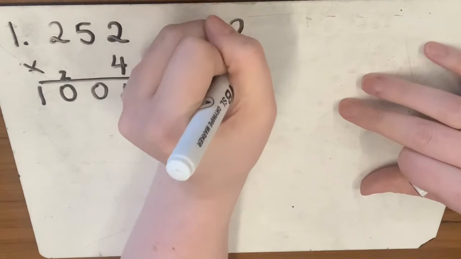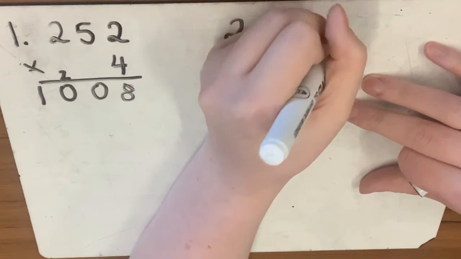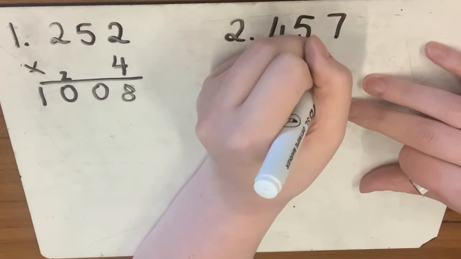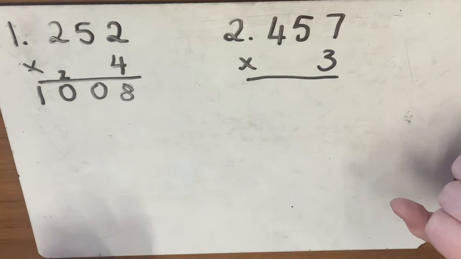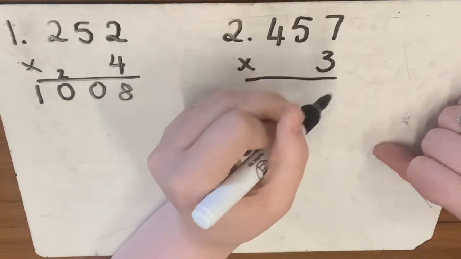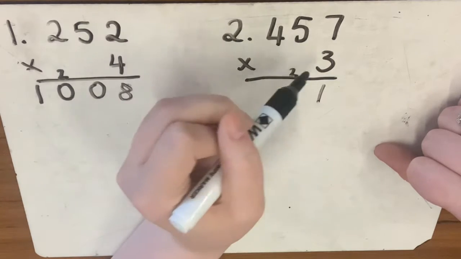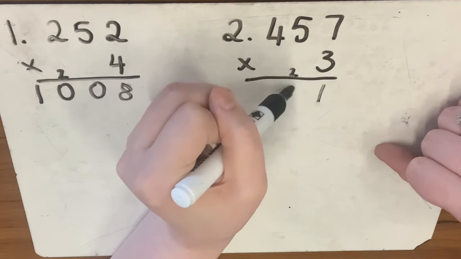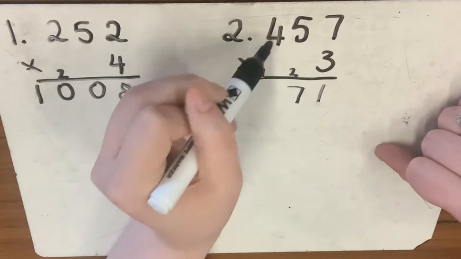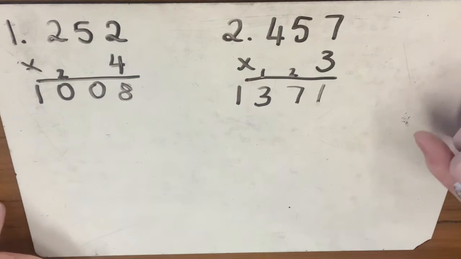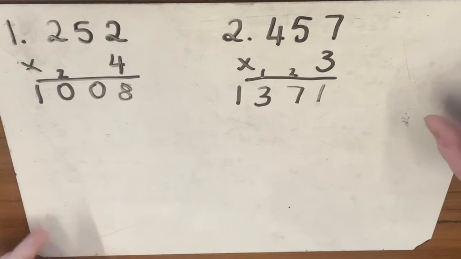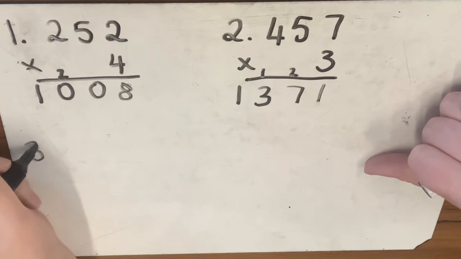So now I'll put another one on. This one is 457 times 3. So pause me and give that a go. Okay, let's do it together. 7 times 3 is 21, so I put my 1 and carry my 2. 3 times 5 is 15, plus my 2 is 17, and carry my 1. 4 times 3 is 12, plus my 1 is 13. So my answer is 1,371. So I'll do one more, you can have a go.